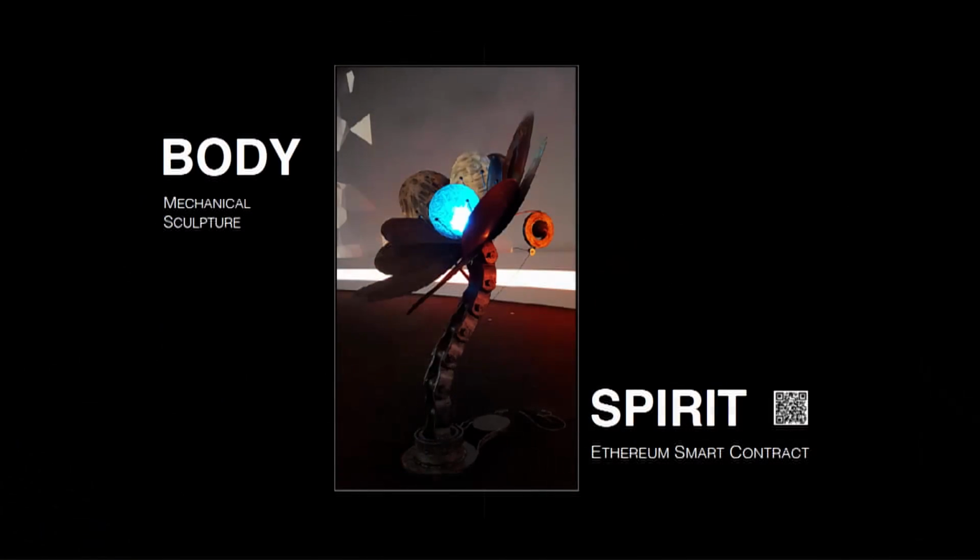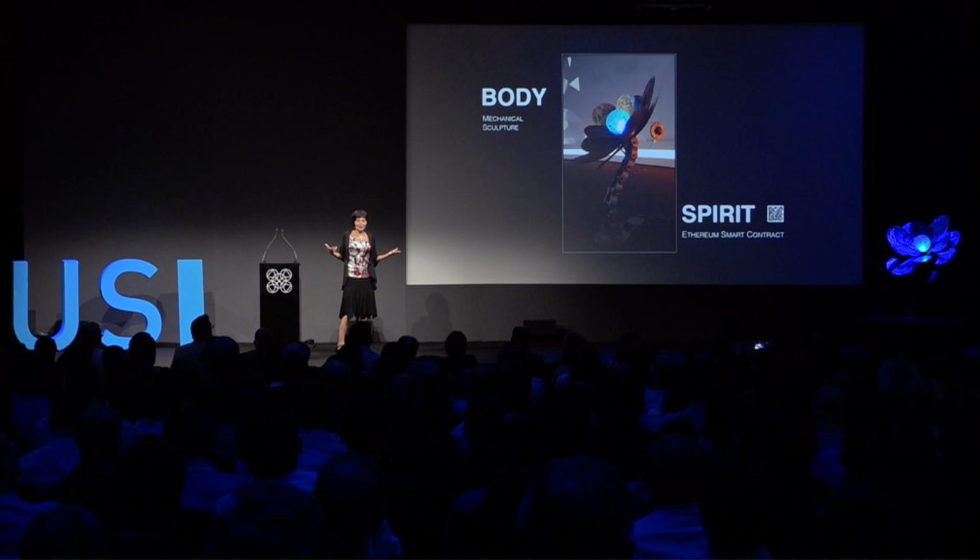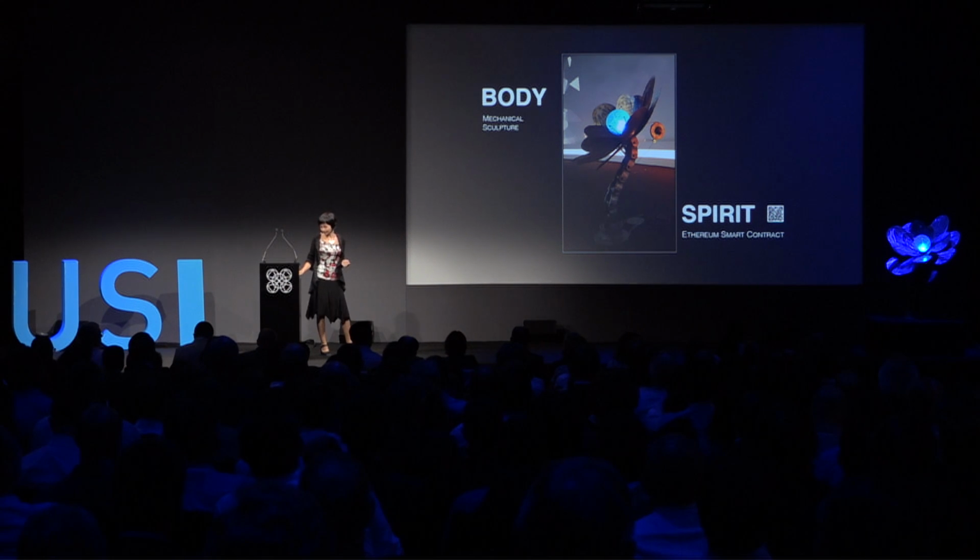And so one important thing to understand about a plantoid is that it is made of two separate components. One is the body of the plantoid, which is a mechanical sculpture that exists in the physical world. And the other one is the spirit or the soul of the plantoid, which subsists as a smart contract on the Ethereum blockchain. And those two components interact with each other in order to actually bring the plantoid to life, and of course, in order to ensure its reproduction.